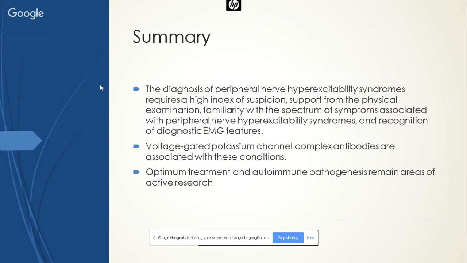Right. So, in summary, the diagnosis of these hyperexcitability syndromes requires a really high index of suspicion because they're not really that common diseases. But it's really important to identify them, especially since there is an autoimmune component where voltage-gated potassium channel antibodies are involved, which could underlie a neoplastic disease such as myeloma or small cell lung cancer, which could eventually lead to treatment.